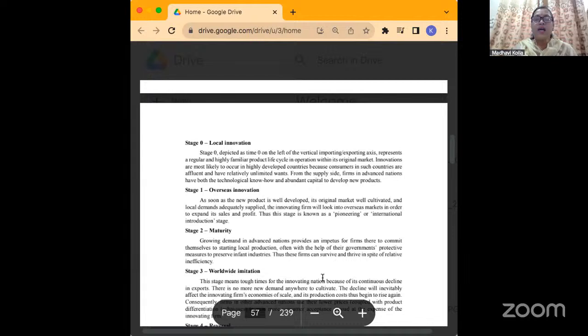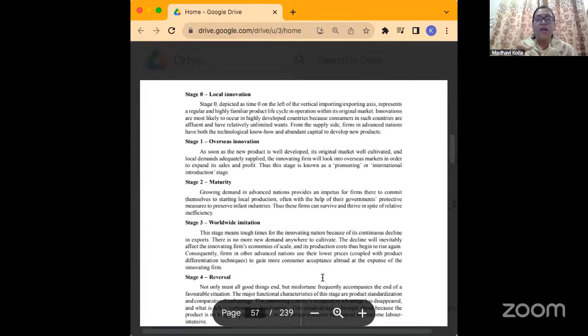And then innovations are likely to occur in highly developed countries because consumers are more discerning, they're more demanding, and there are a lot of regulations as well that are introduced in an advanced country. At the same time, there are also a number of competitors that are present there. So our product has to compete with multiple people. So we have to start preparing from that local innovation, that is stage zero, to the overseas innovation, that is stage one, keeping all these factors in context.